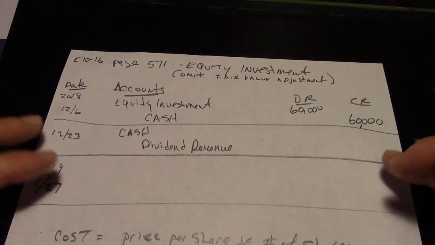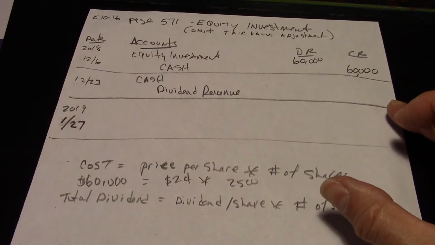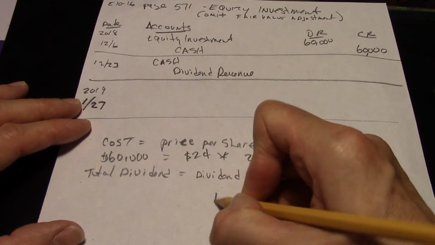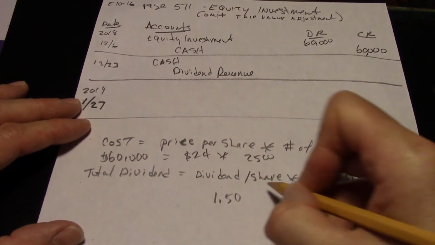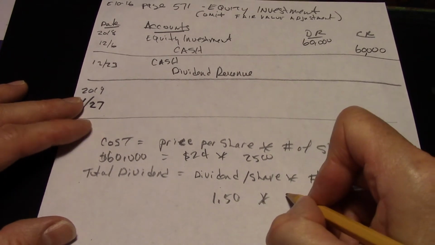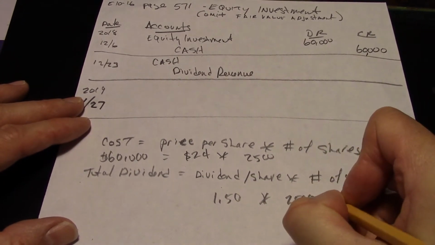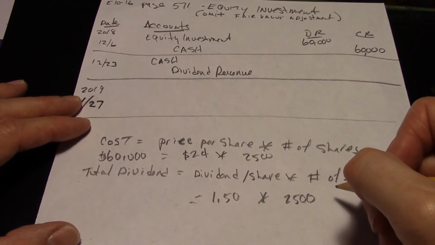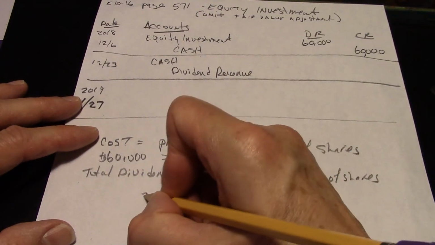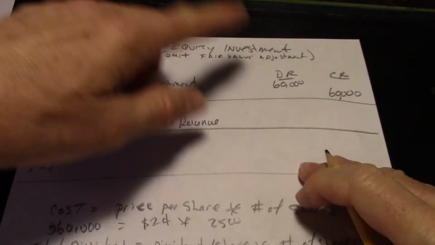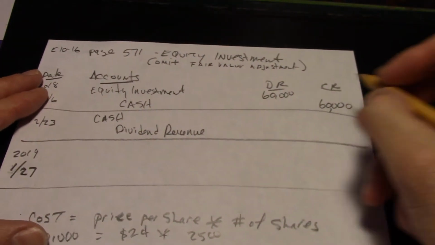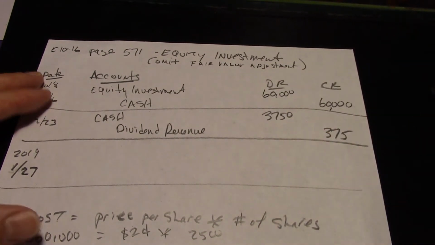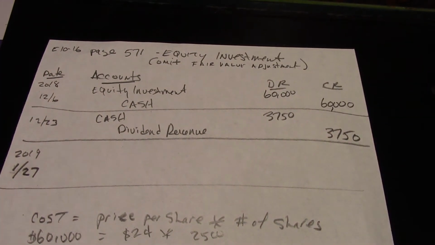How much? Well, they just told us on a per share basis. So total dividends are the dividend per share, which is $1.50, times the number of shares, which we know is 2,500. So $1.50 times 2,500 is $3,750. Right? So there's my cash. And there's my dividend revenue, $3,750.